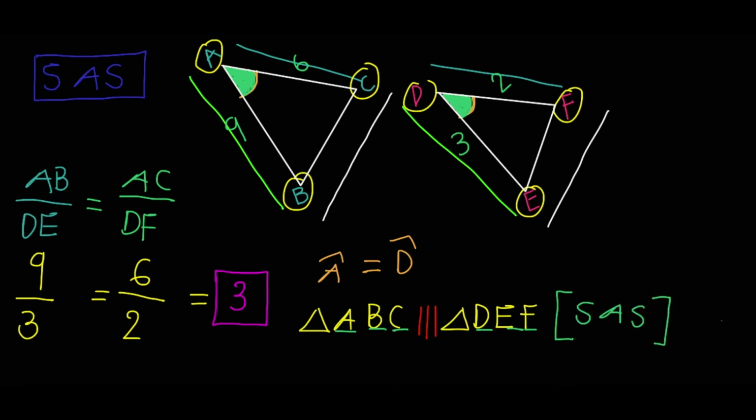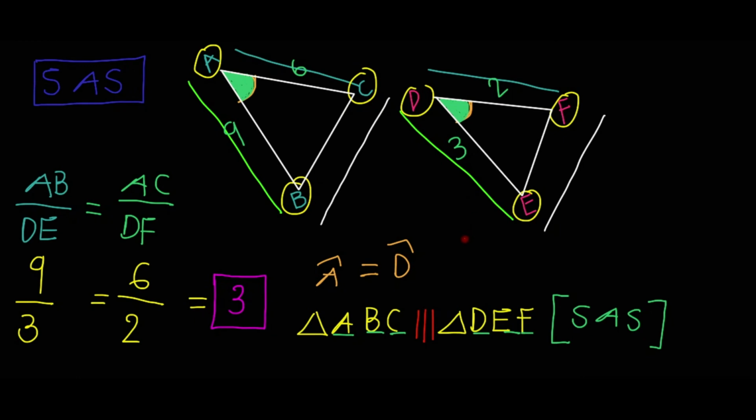So we have proved it. Always we have two corresponding sides, and then their ratios are equal, and then we have the included angles that are equal. This means the triangles are similar. Always make sure to prove that the ratios are equal. In this way we proved that the ratio is 3.